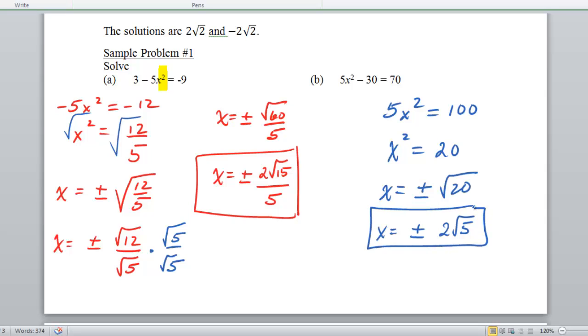Alright, in the next video we'll take a look at some square root problems that give us variance in the types of answers that we're going to get.